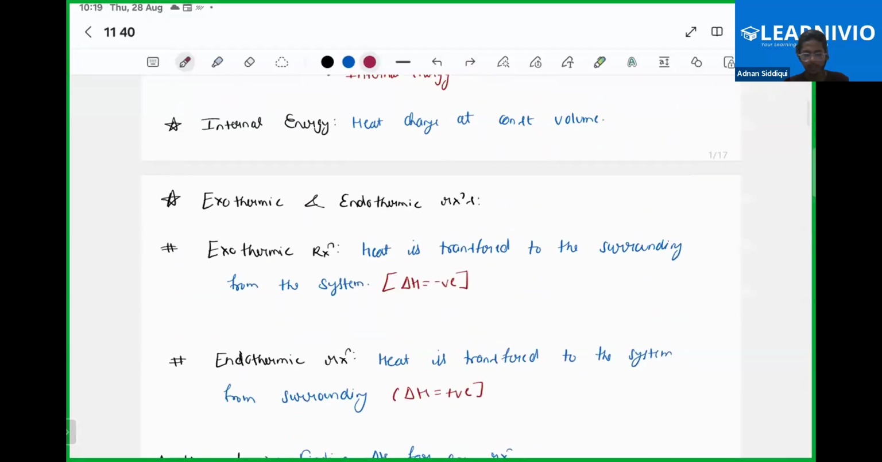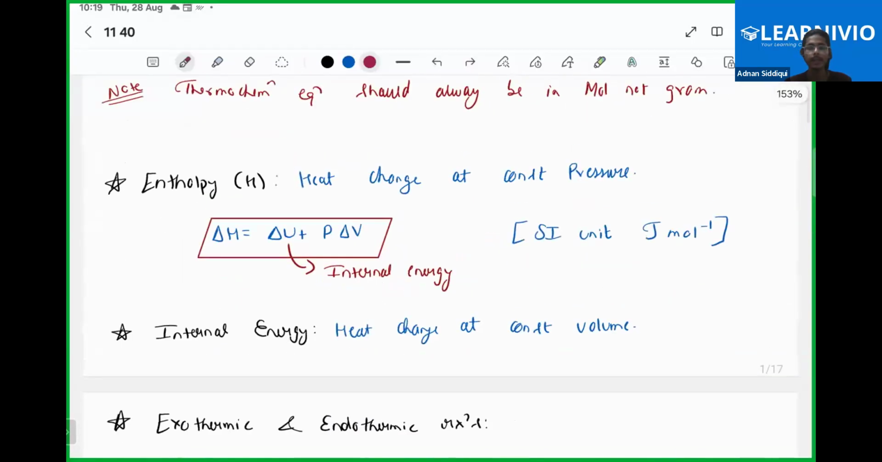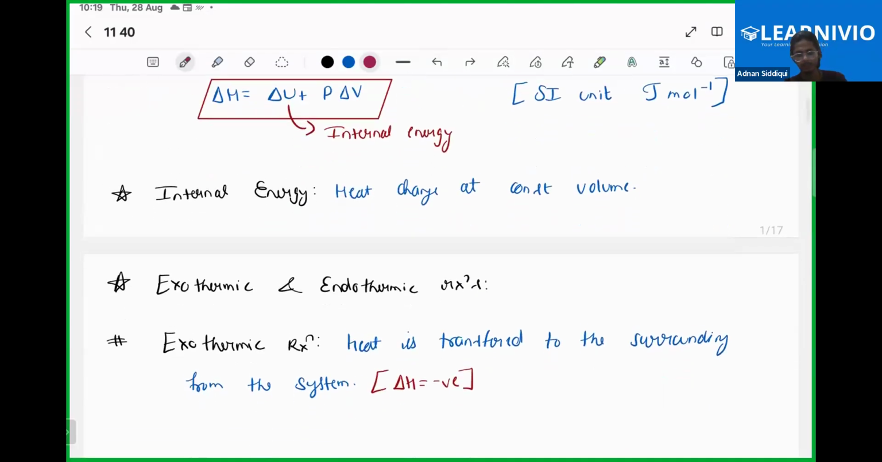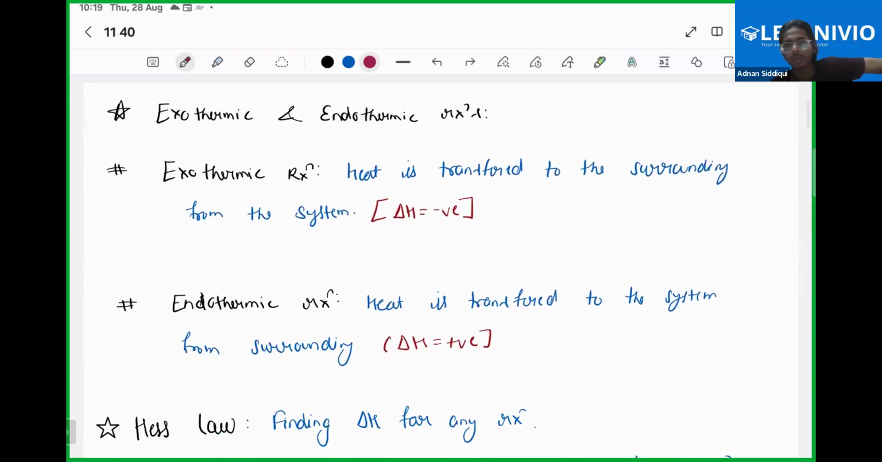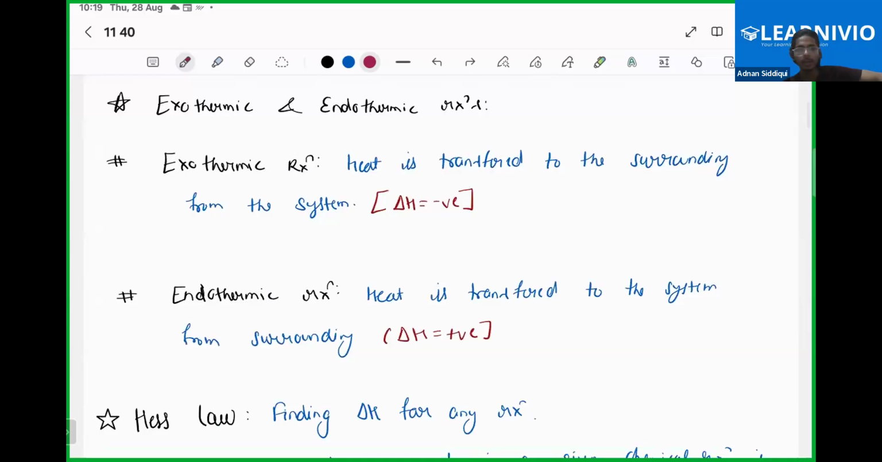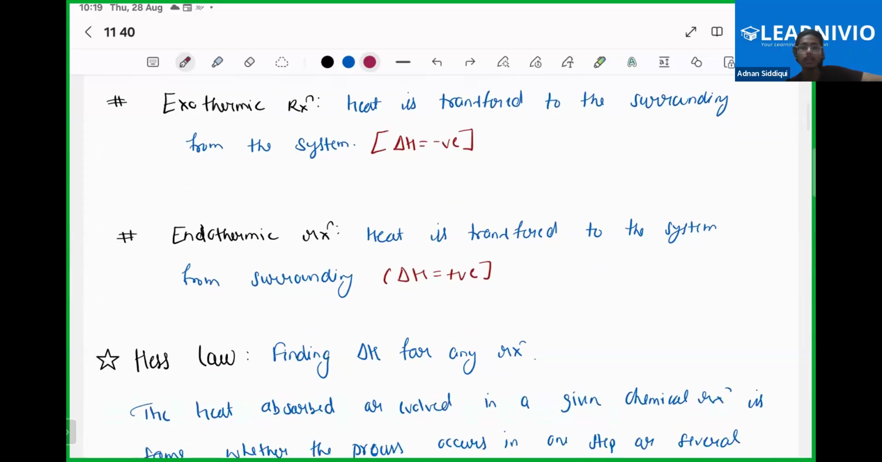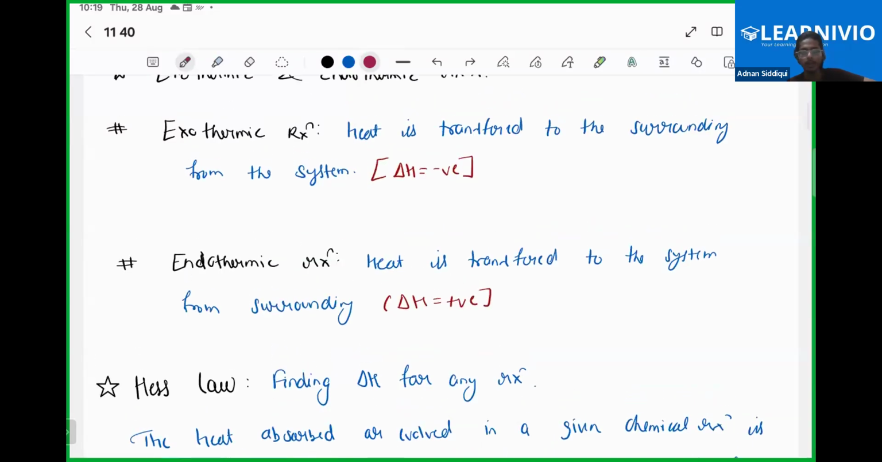What is internal energy? Again, heat change, but it is now at constant volume. Now, exothermic and endothermic reactions. Exothermic reactions are those reactions where the heat is transferred to the surroundings. Okay, and endothermic is the reaction where heat is absorbed by the system, or you can say transferred to the system from surroundings. Is it clear? Endothermic and exothermic, I hope.